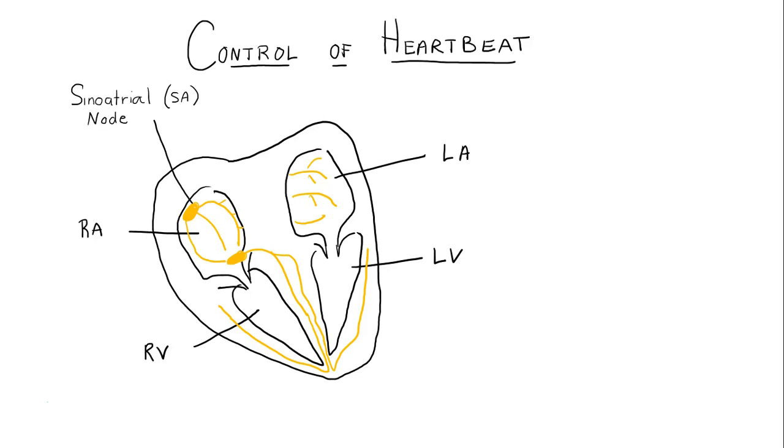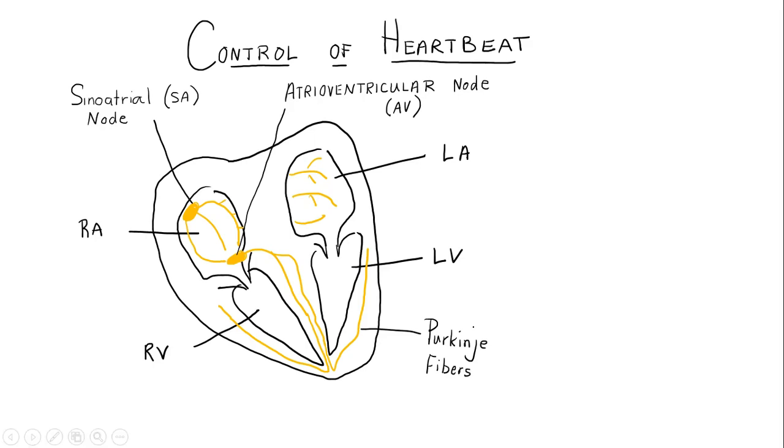But there's a secondary node, which is called the atrioventricular node, and is sitting there between the atria and ventricles. And so this is one of the secondary pacemakers of the heart. And the sinoatrial node will send electrical signals to the atrioventricular node. And then the atrioventricular node will send electrical signals out to the ventricles. And these electrical currents are sent through these cells called Purkinje fibers.